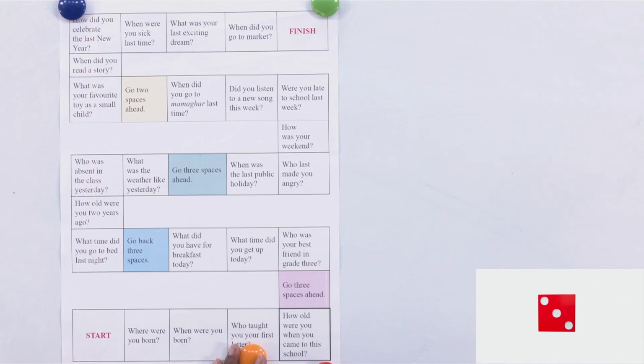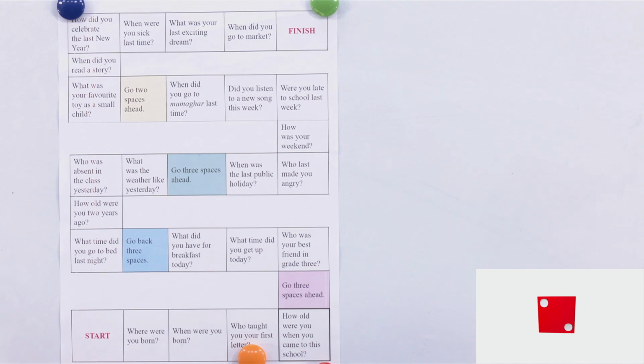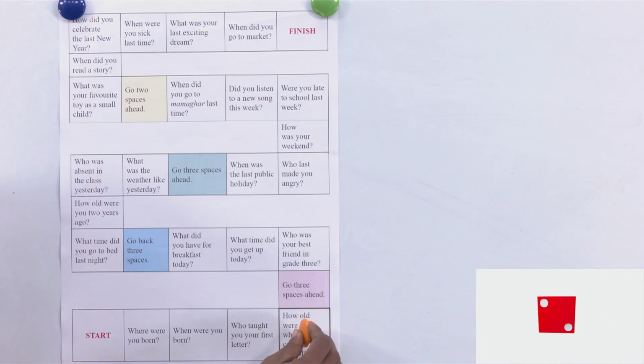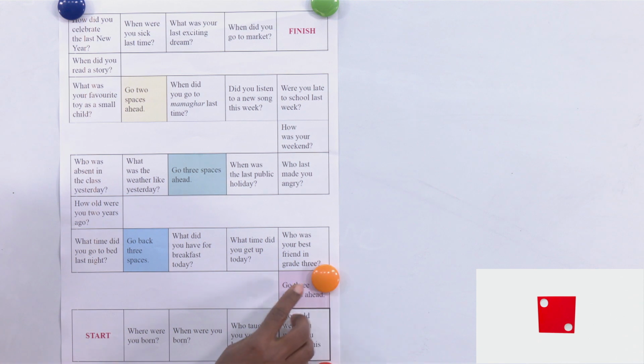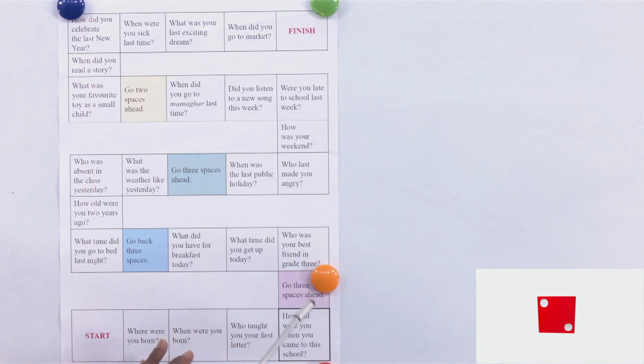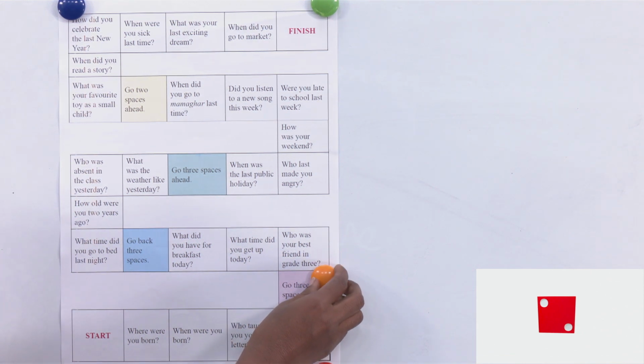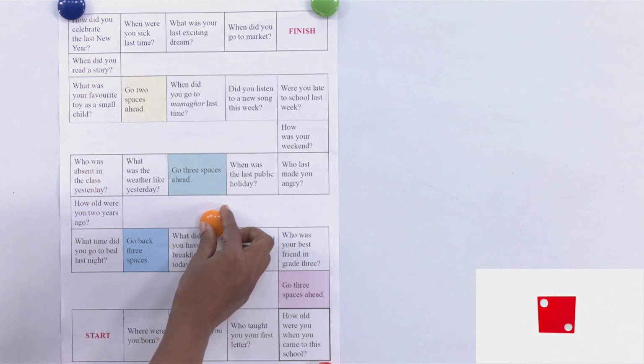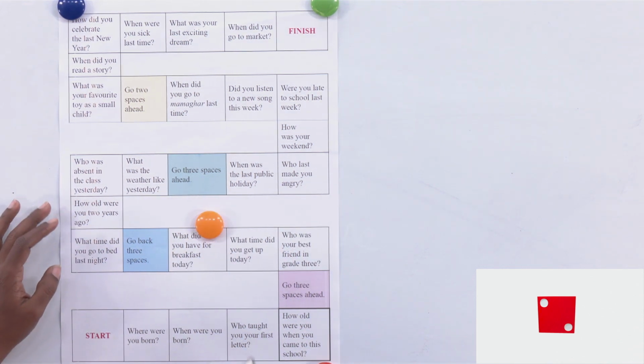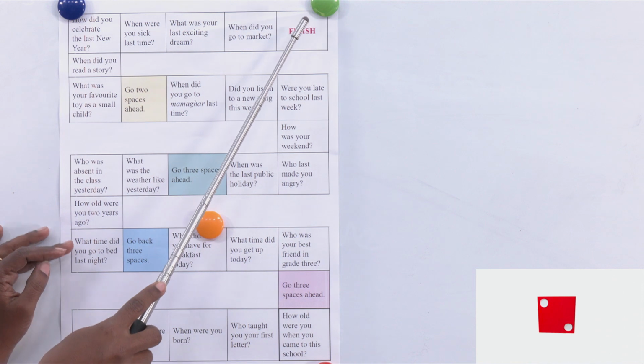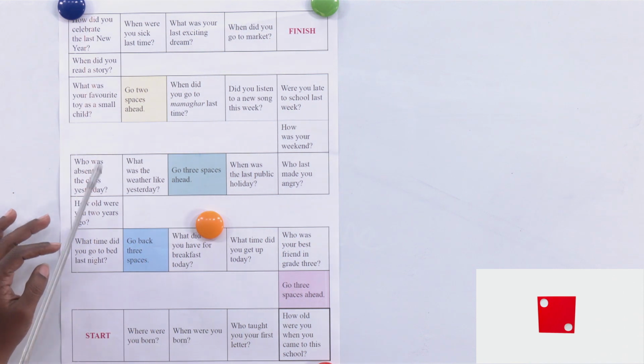Let's roll it for the second time. What will be the next number? 2. Okay, so we have 1, 2. So read out over here. What is written? What information is here? Go 3 spaces ahead. That means no question. So the person can climb up 3 more steps. 1, 2, 3. So the one who climbs up early and reaches the finish will be the winner.